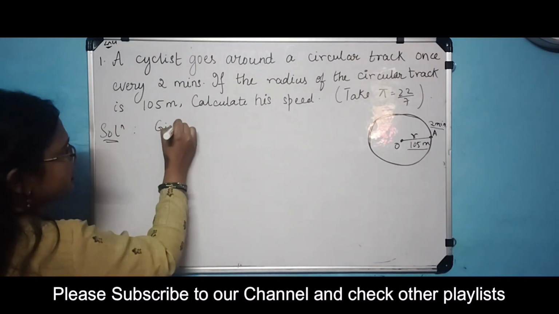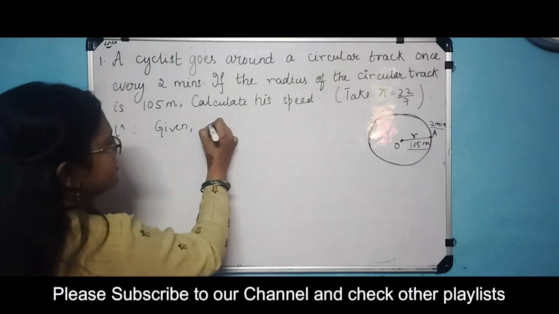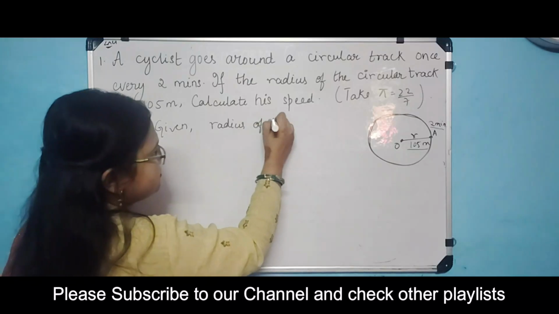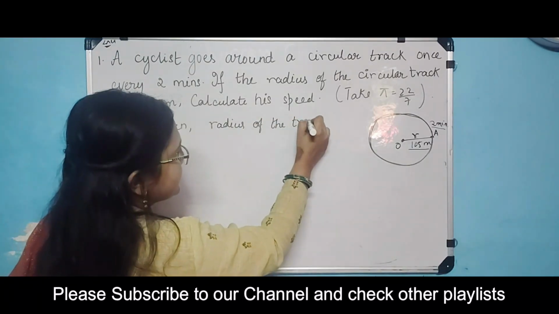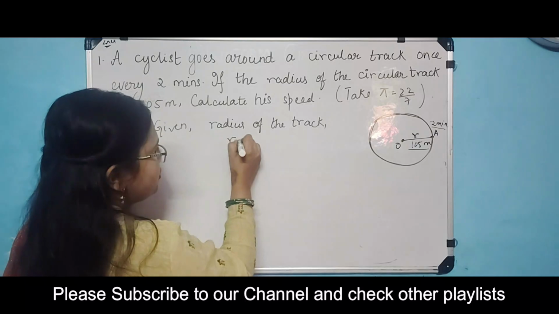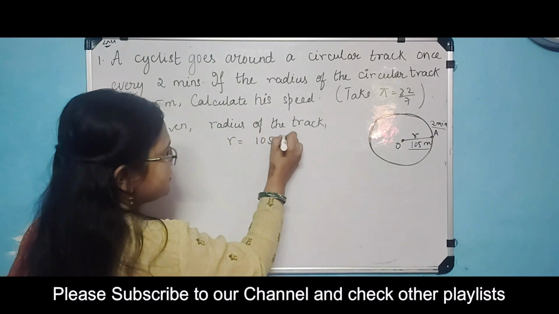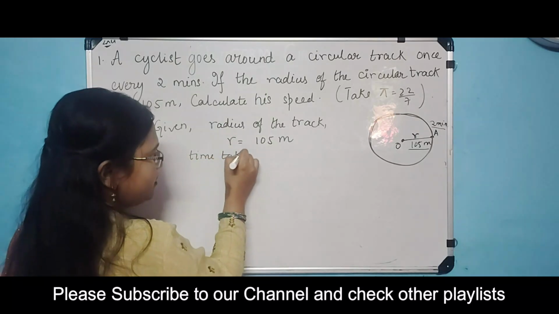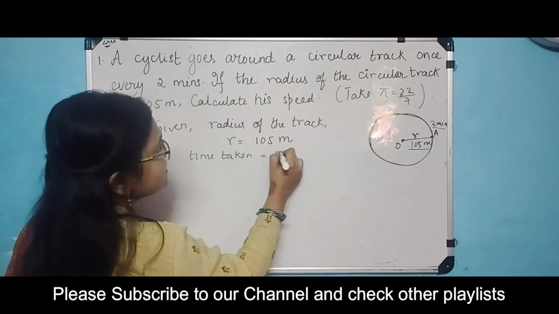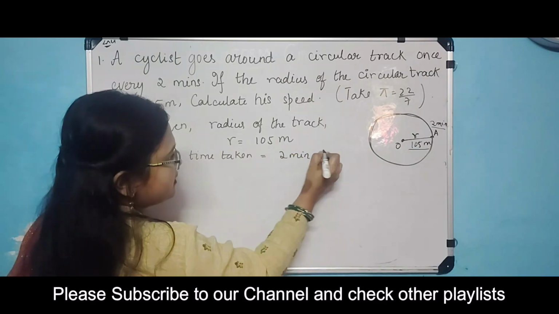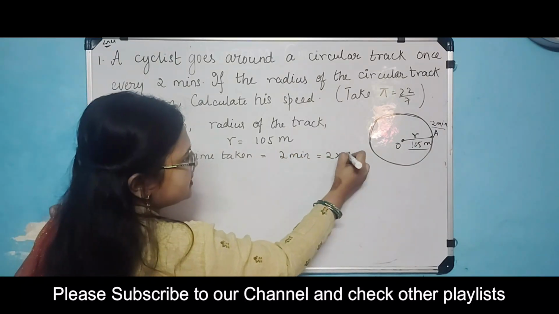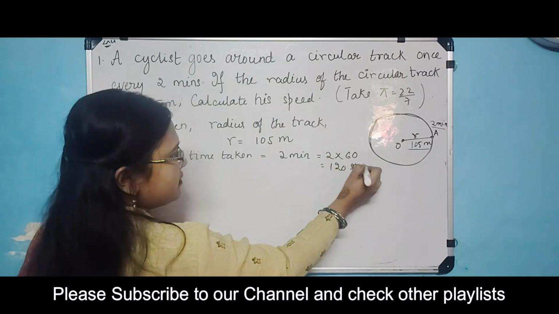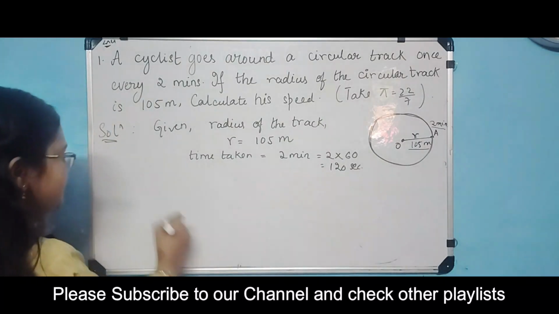Given, what is given here? The radius of the track, that is R equals 105 meter. Time taken to complete one revolution, of course, is 2 minutes. That means if we convert it into seconds, 2 into 60, that is 120 seconds. So we have to find speed.